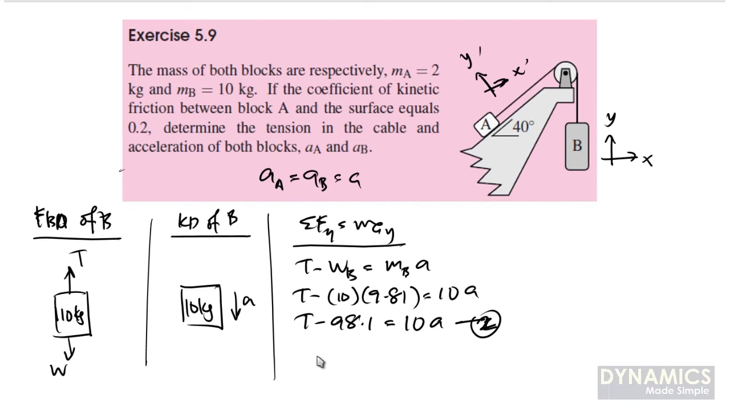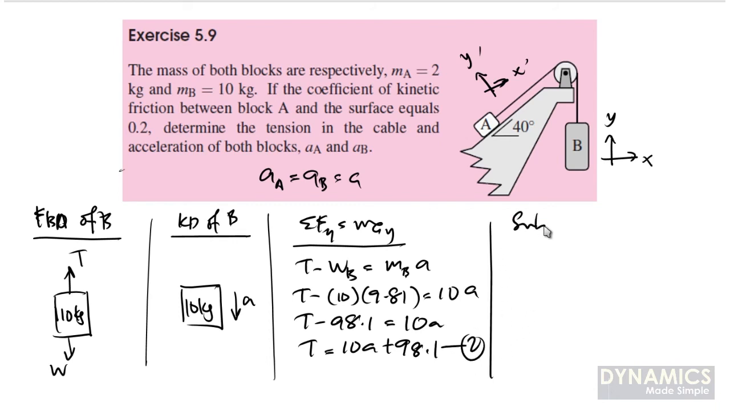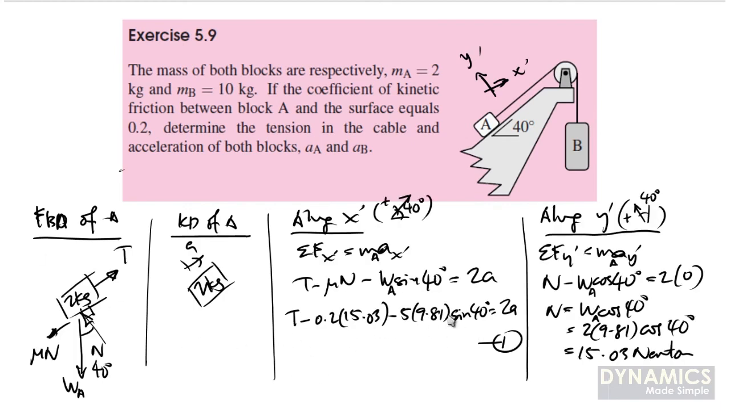So in this case, instead of stopping here, I can also rearrange this straight away. T equals 10A plus 98.1. Okay, this is our second equation. So what we are going to do, we're going to substitute 2 into 1. So the first equation is this equation. So we'll be substituting for T there.